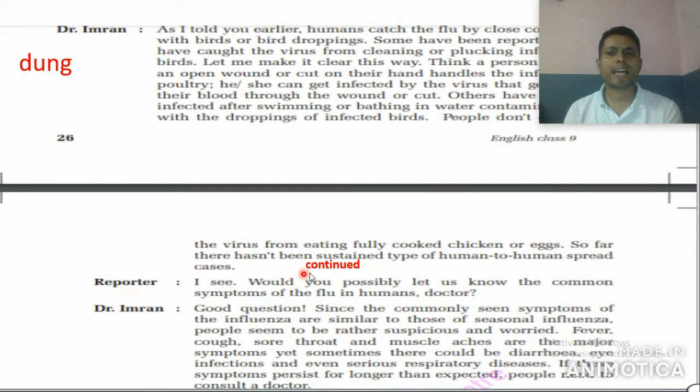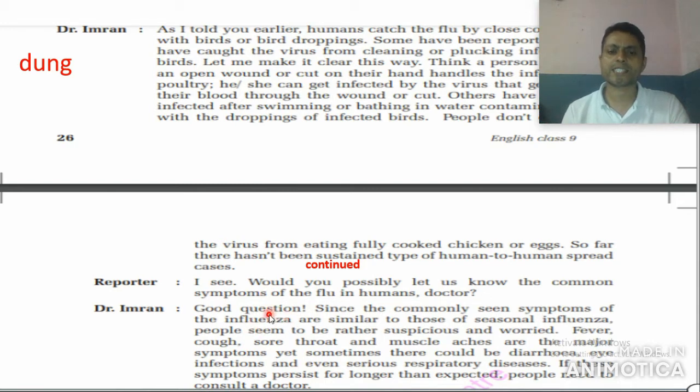Now the reporter is asking another question. Would you possibly let us know the common symptoms of the flu in humans, doctor? So now the reporter wanted to know the symptoms of, let's say, flu in humans. Now look at the answer given by Dr. Imran. This is the question, now the answer.